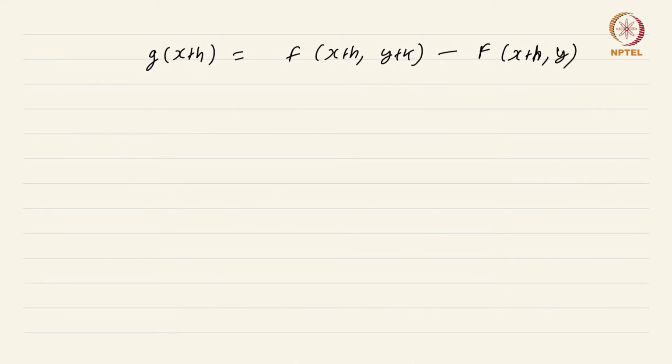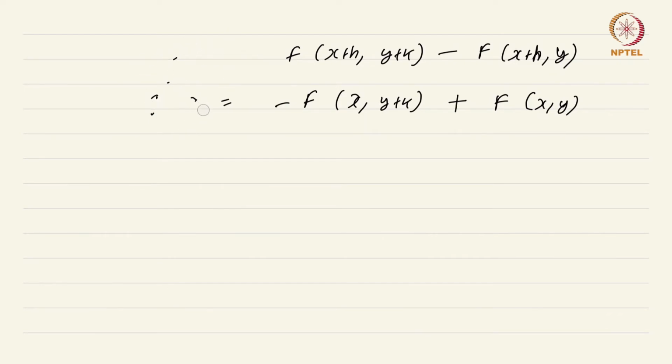And similarly, g of x would be just f of x comma y plus k minus f of xy. And when you subtract this, you will get a minus sign here and a plus sign here, and we can erase this. Yeah, I wrote it correctly, not bad. So you get f of x plus h comma y plus k minus f of x plus h comma y minus f of x comma y plus k plus f of xy.